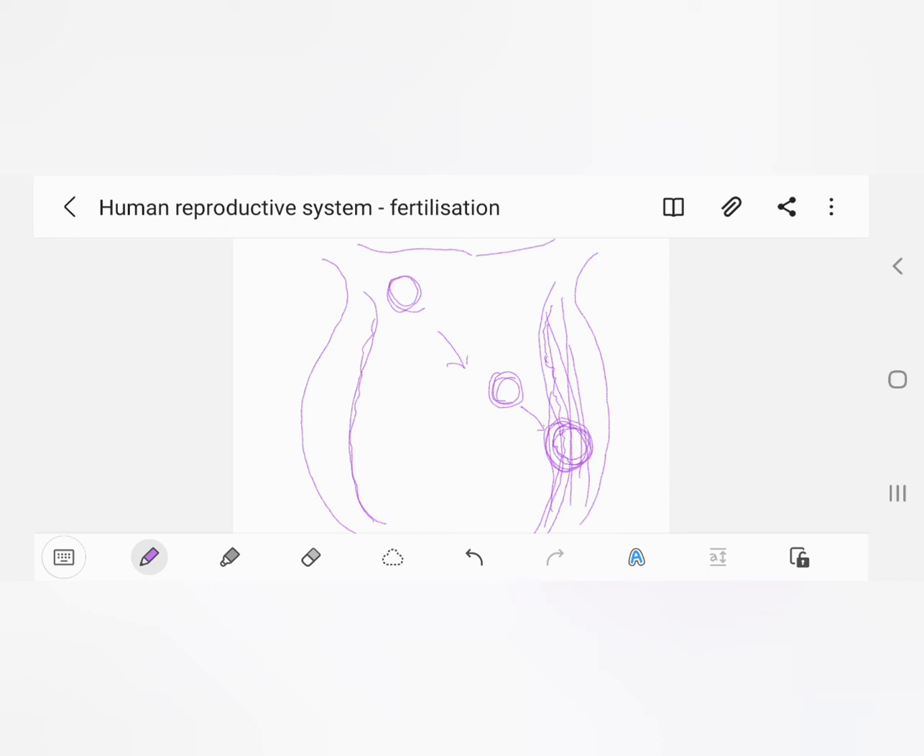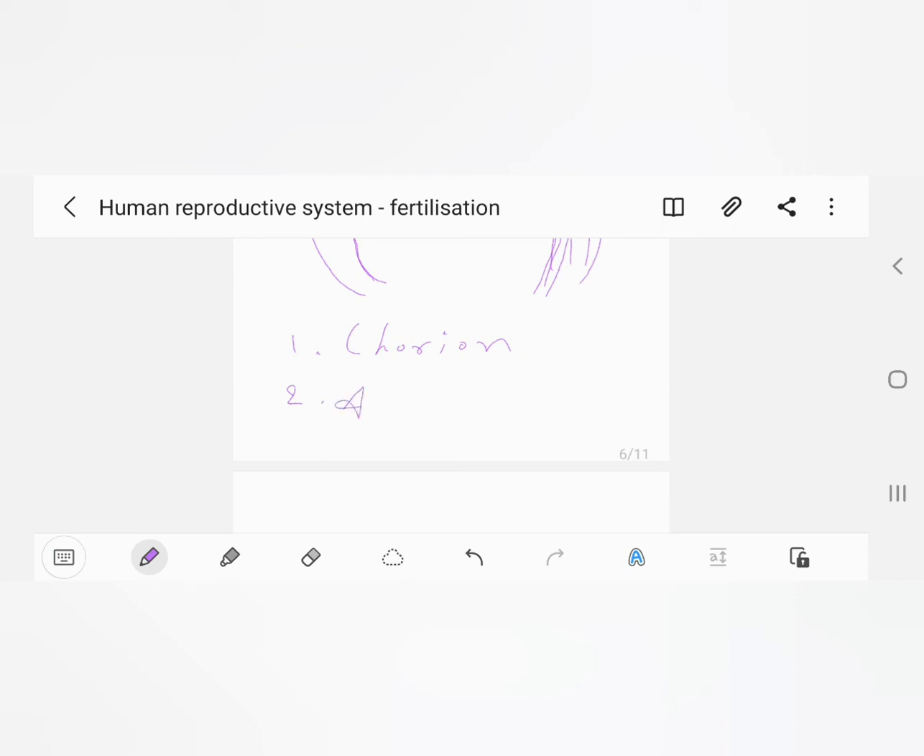During the process of implantation, mainly 3 layers are formed around the embryo. The outermost layer which is formed is called the chorion, the second layer formed inside the chorion is called the amnion, and the third layer which is formed is called the allantois.